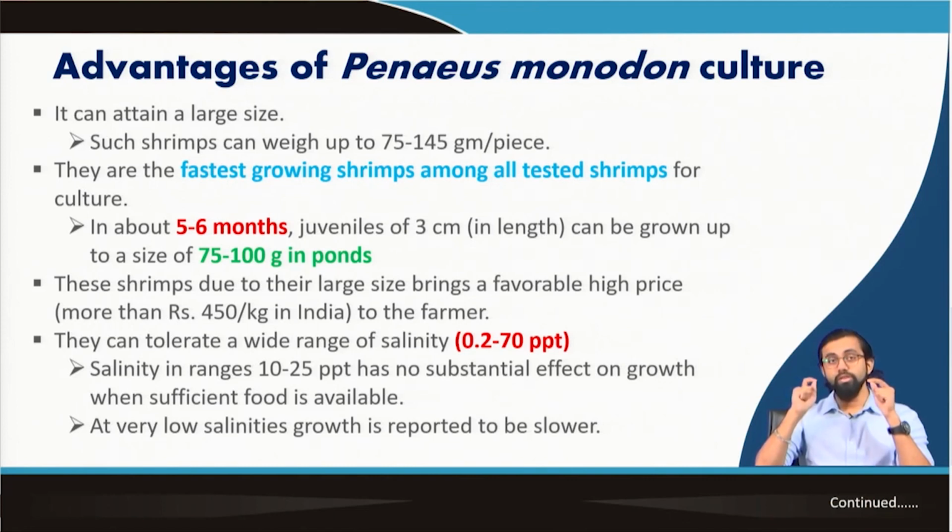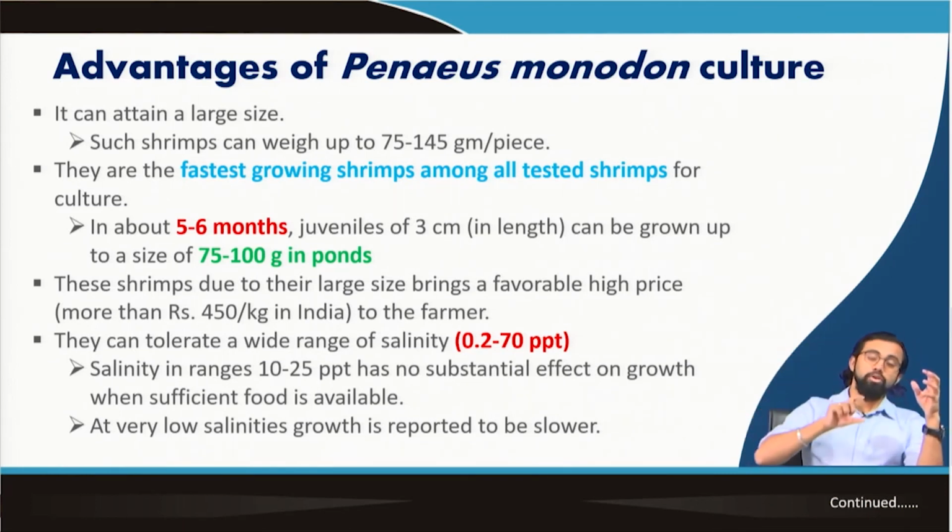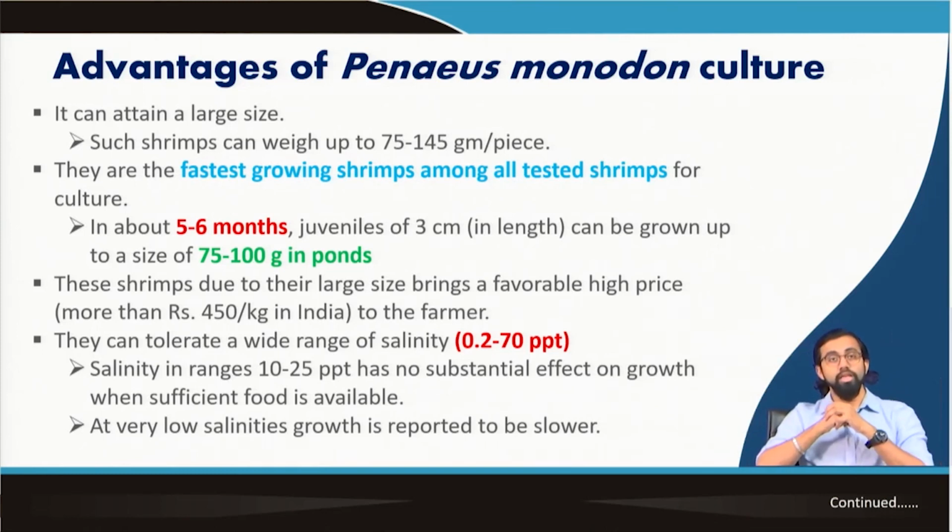So, that is the reason why it is favorable for farm practices in Indian coastal regions, and there are chances of growing it further. There is a chance of further extension of this kind of market in the Indian scenario, considering the large coastal region that we have in India. They can tolerate a wide range of salinity, 0.2 to 70 ppt. Salinity ranging from 10 to 25 ppt has no substantial effect on growth when sufficient food is available. At very low salinity, the growth is reported to be slower.